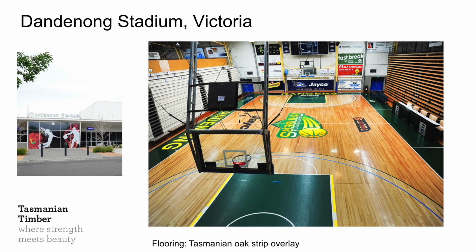This is a much more pragmatic project. So this is just a basketball stadium in Dandenong. There's a lot of Tas oak floors gone down in basketball and similar stadia. If we look at flooring, I'm just conscious of the time, if we look at flooring, there's a whole range of different options you've got for how you want to install flooring and how you want it to perform.